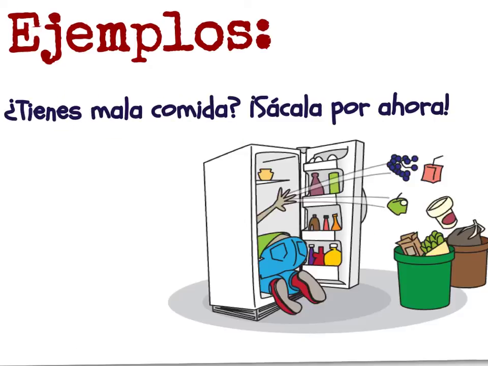Y voy a darte un ejemplo más. ¿Tienes mala comida? Do you have bad food? Sácala por ahora. Throw it out now. So, por ejemplo, saca is 2 syllables, so I'm going to count back 3 vowels. 1, 2, 3. Again, you cannot put your la before your verb. In this case, you have to attach it to your command. You have no other option.